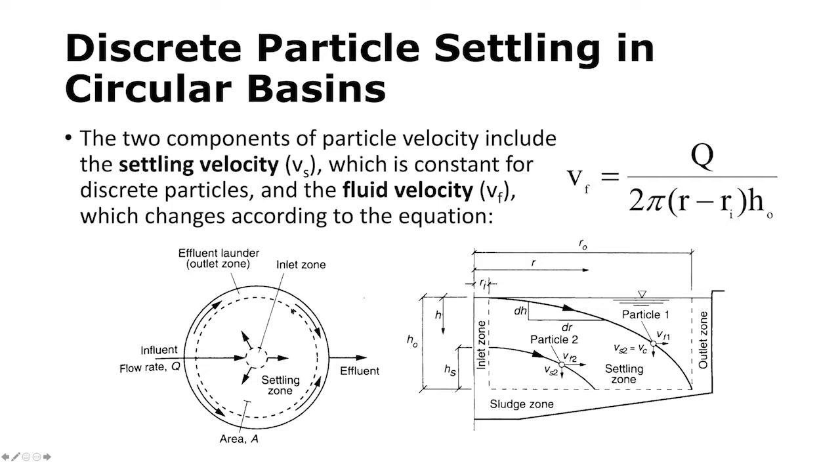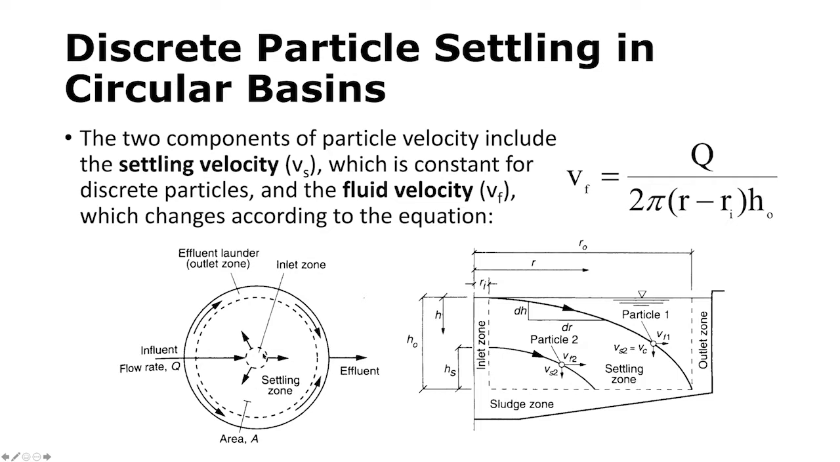So if you have the same flow rate going through a smaller area, the velocity is going to be greater, moving horizontally. So the settling velocity, again, is constant, but the fluid velocity moving horizontally from the inlet zone to the outlet zone is going to start off very high, very fast, and then it's going to get progressively slower as the particle moves closer to the outlet zone. And that's because the area is increasing as the particle moves away from the inlet radially.